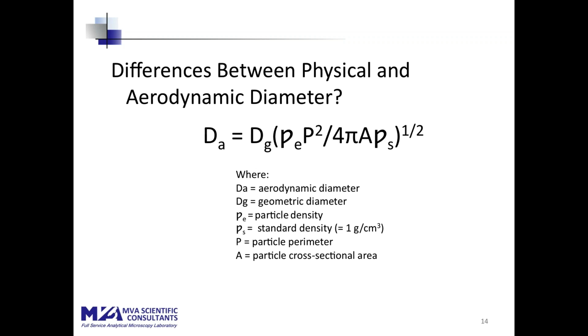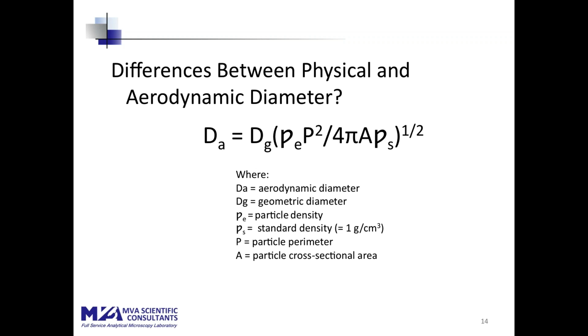The second possibility was that there are differences between the physical and aerodynamic diameter, and those may account for the finding of all of these big particles in the less than 2.5 micron fraction. That is, their aerodynamic diameter may actually be less than 2.5, even though their physical diameter is much larger. It is possible to relate the geometric diameter, or the physical diameter, to the aerodynamic diameter, and this is the equation through which you do that.